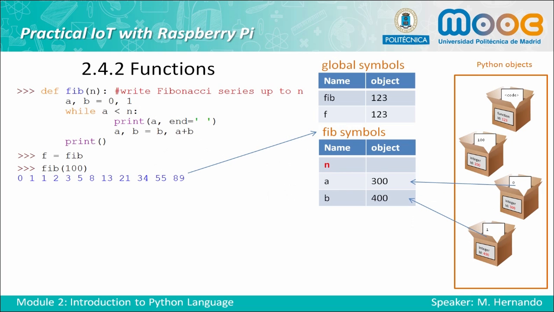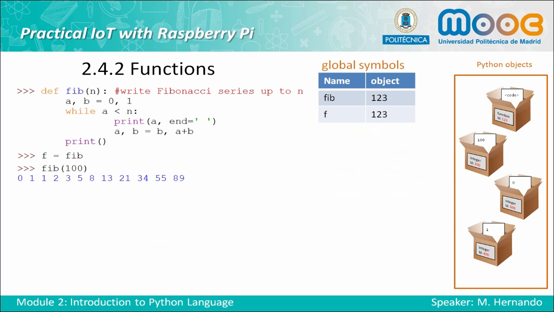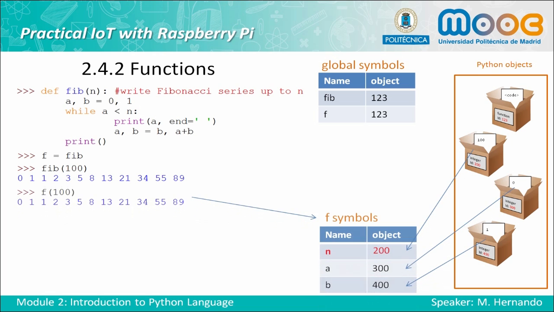Imagine that the function parameters are local labels that are bound to the object that you place when the function call is executed. The actual parameters, arguments to a function call, are introduced in the local symbol table of the called function when it is called. Thus, arguments are passed using call by value, where the value is always an object reference, not the value of the object. When the function ends, the local symbol table is deleted, and the created objects are removed if no one is referencing them. Each time the function is executed, a new symbol table is created for it.